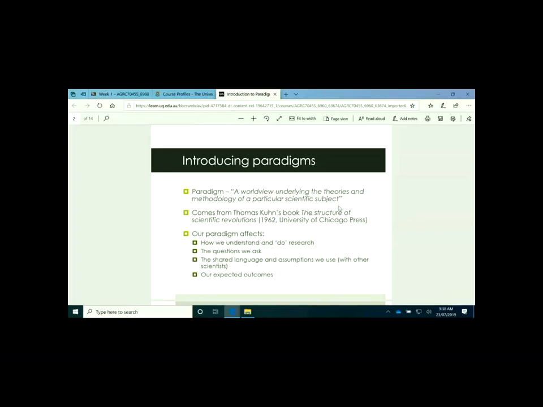Because each discipline has a different set of language and different assumptions, this can cause problems when we're working with people in different discipline areas who have a different underlying set of assumptions about how the world works, and a different set of language when talking about doing research. So in order for us to work together in multidisciplinary teams, we need to understand each other's language and assumptions.